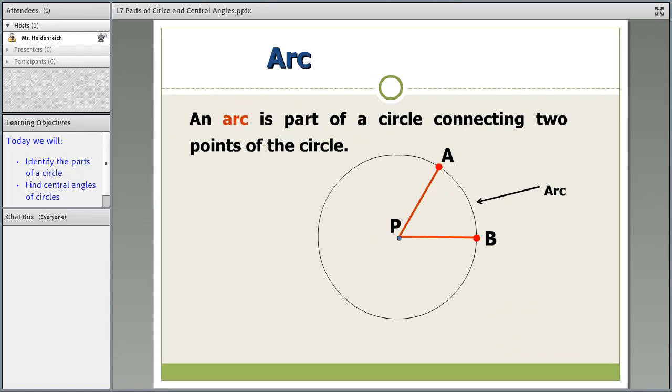All right, an arc is part of a circle connecting 2 points of the circle. So the arc for this is actually just this part. It's curved, it's part of the edge of the circle, and it stops at A and B. So the way that you would write that would be arc AB with a curved line like that.